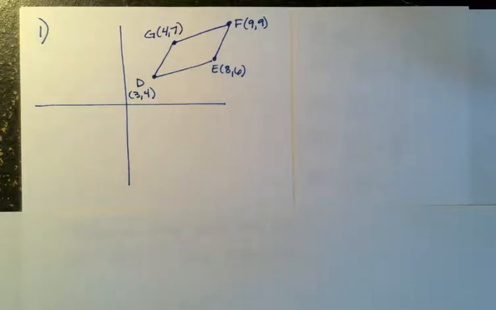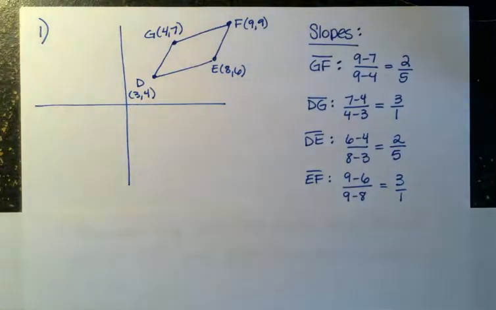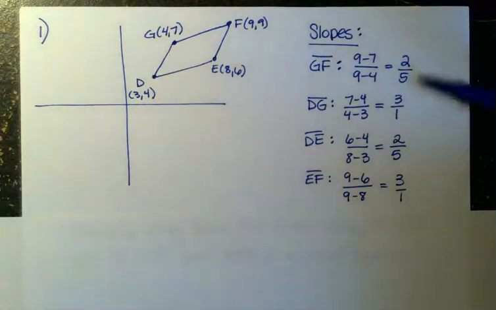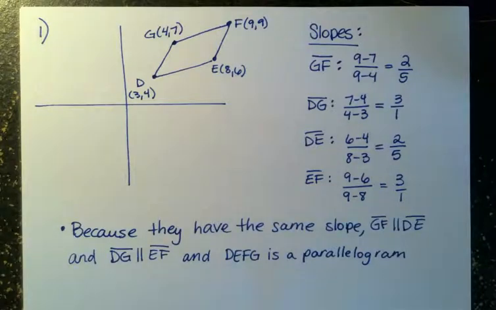So here's my quadrilateral, D, E, F, G, and the first thing I like to find is all of the slopes of the sides. There are different ways you can go about this, but I like to start by finding the slopes. 2 reasons. One is I can see whether opposite sides have the same slope, which they do here, and the other is I can see whether adjacent sides have opposite reciprocal slopes, which would mean they're perpendicular, and they don't here. So now I'm going to draw some conclusions, and that's the first thing I said, is because they have the same slope, GF is parallel to DE and DG is parallel to EF, and it is a parallelogram.